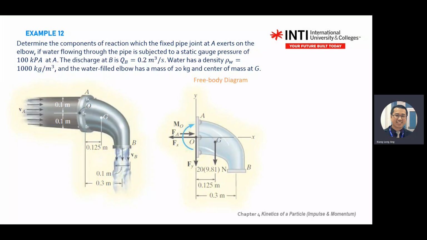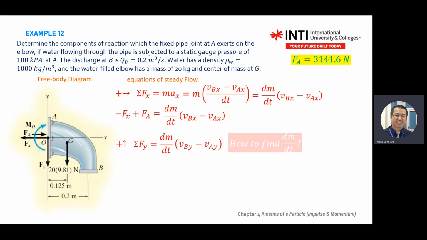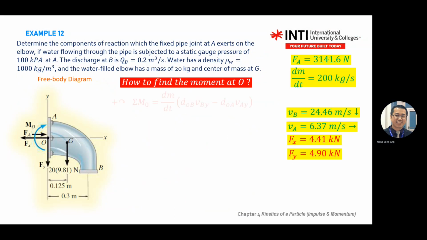Okay, the rest you read. All the solutions were given. And with this, we conclude chapter 4.